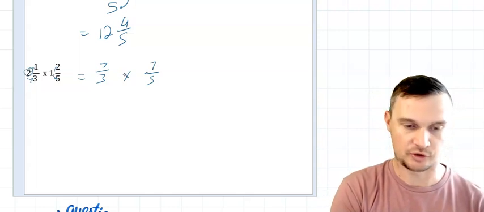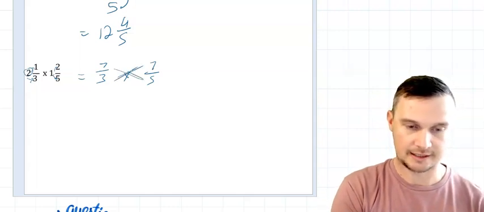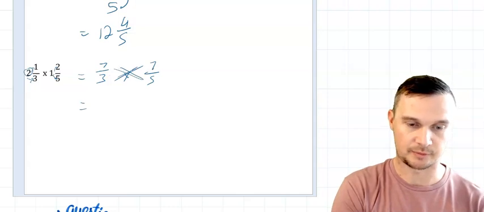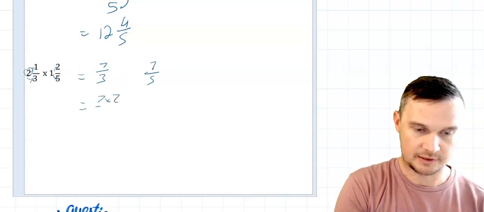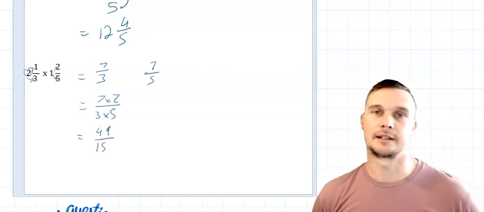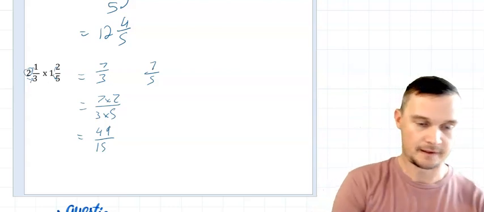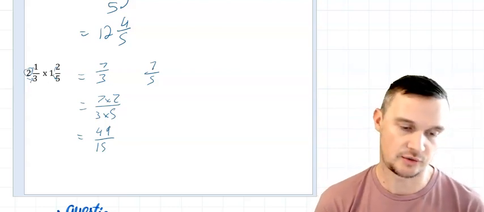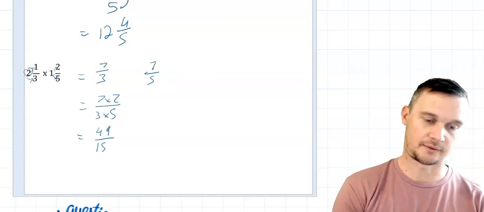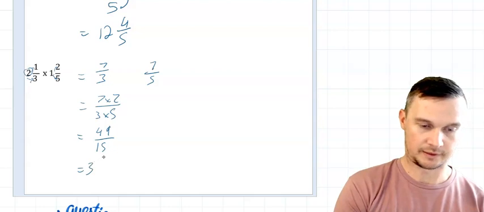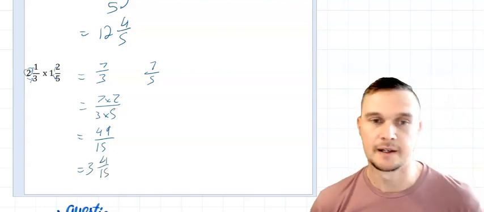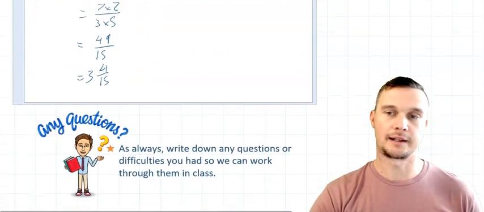Okay, let's look for cancelling opportunities. I can't cancel diagonally, so I can just go simply into my multiplication of numerators and denominators. So 7 times 7, and 3 times 5. So I have 49/15, and then I can simply convert this into a mixed number. So how many times does 15 go into 49? I know that 15 times 3 will equal 45, with 4 left over, over 15. So that's how we can cancel and multiply fractions.